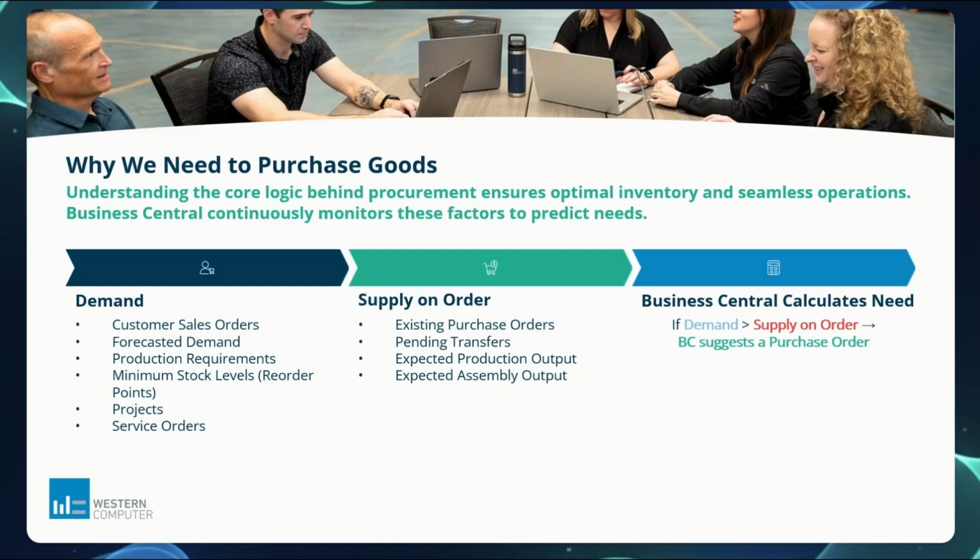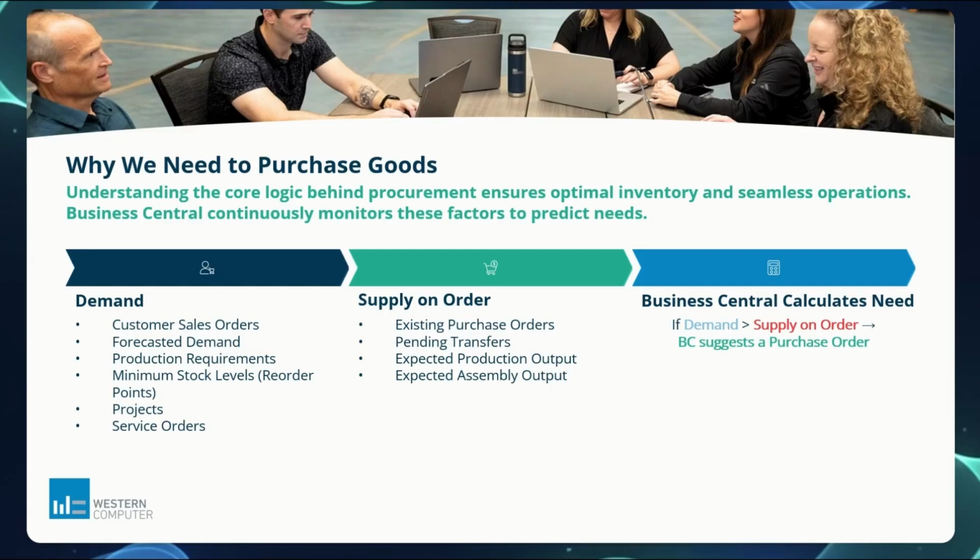So really understanding the core logic behind the procurement ensures us the ability to optimize our inventory and make sure that we're not late when we're trying to either deliver to customers or make product or anything along those lines. Business Central is very good at monitoring the factors that predict these needs. You're going to hear some wording from me today, and I just want to level set what that is. So first off, it will be demand.